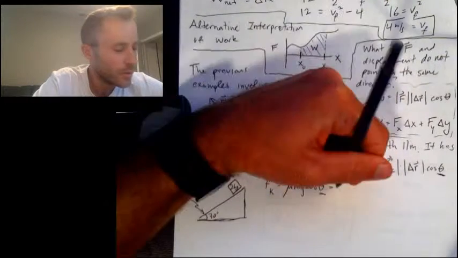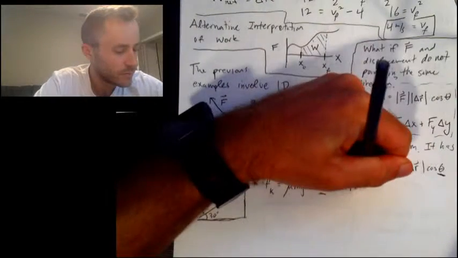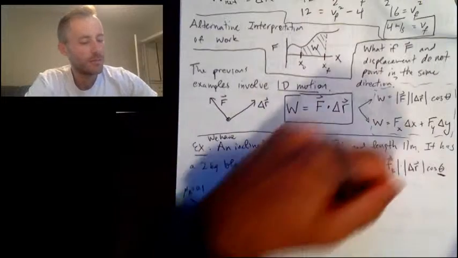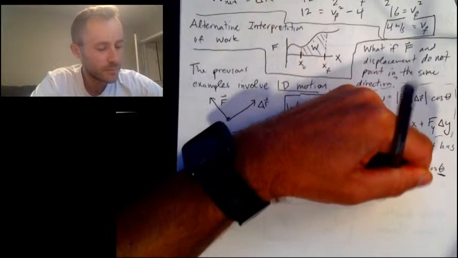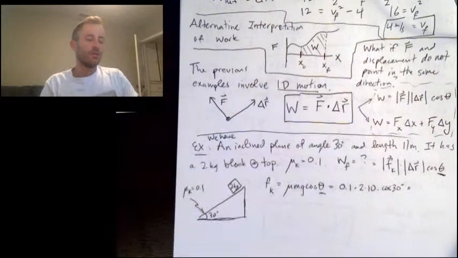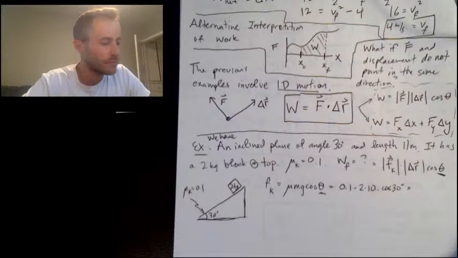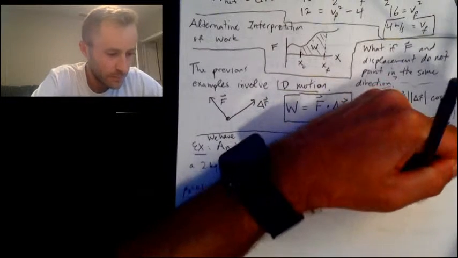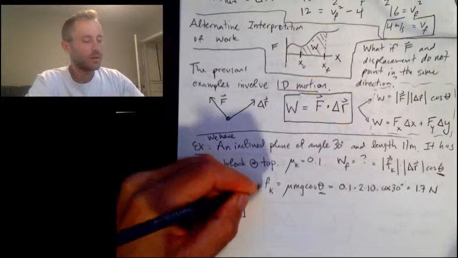So mu is 0.1. It's a 2 kilogram mass. Gravity is 10. And then we have cosine of 30 degrees. So the magnitude of the friction force is 0.1 times 2 times 10 times cosine of 30, which is about 1.7 newtons. That is the magnitude of the friction force. Now, so that's this.